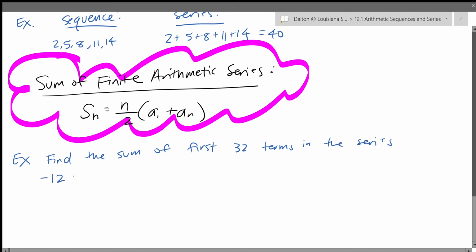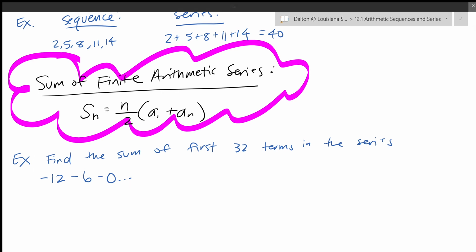Negative 12, minus 6, minus 0, ... So find the sum of the first 32 terms in this series. Again, series, notice I'm not just listing terms by a comma. I'm actually having a string of numbers being added, or in this case, subtracted.